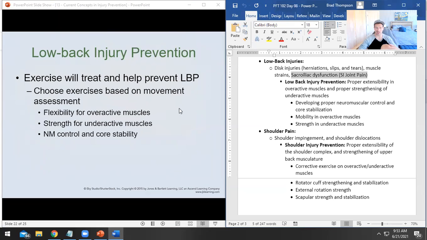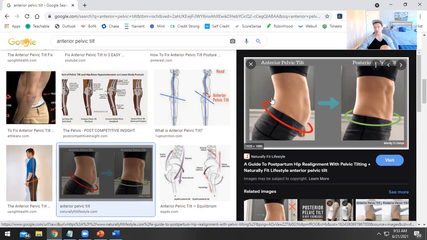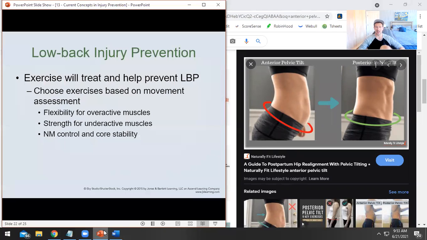So how do we focus on stability? Well, we are first going to mobilize the areas that are tight. When we have excessive motion on one side, we have limited motion on the other. So if somebody's got an anterior tilt, that means the hip flexors are really tight, and the low back is really tight, right? We see excessive tightness in the erector spinae, so we need to mobilize that. We see excessive tightness in the hip flexors, we need to mobilize that. So we will focus on creating mobility.